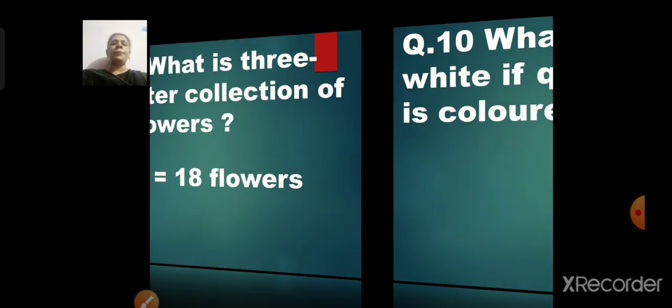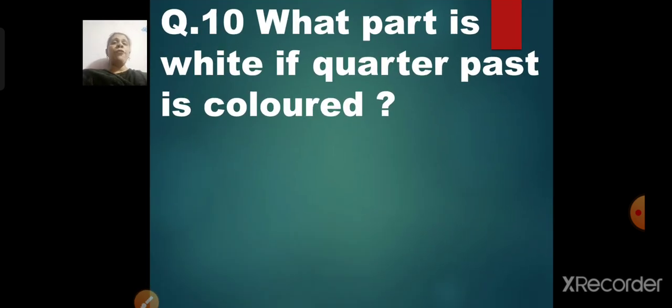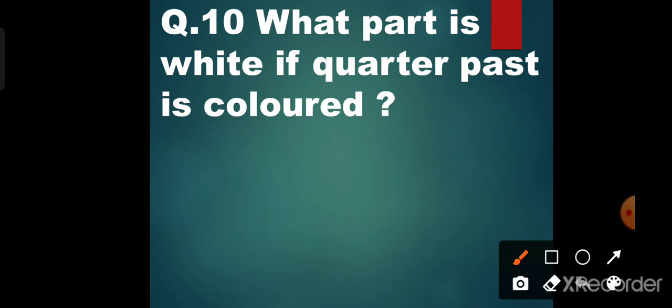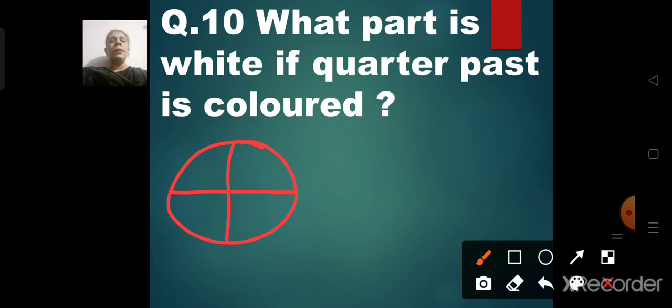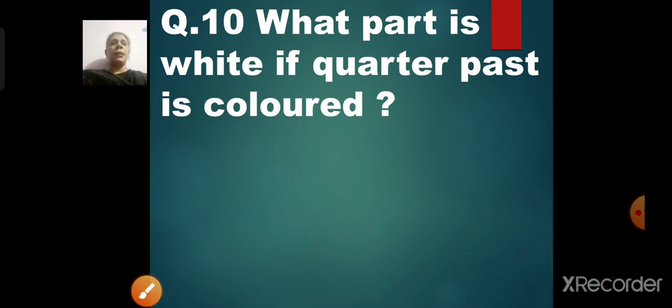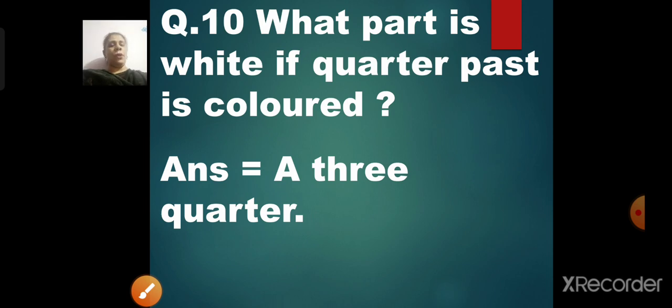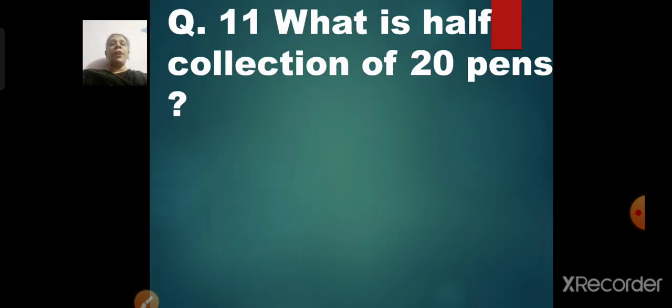18 flowers. What part is white if quarter part is colored? Okay. What part is white? Now this is white. Okay. We have 4 parts. Now what part is white if quarter part is colored? So we will color the first quarter part. Wait, I'll take another shade and I will color this. So 1 part, quarter means 1 part. So how many parts are white if quarter part is colored? It is 3/4.